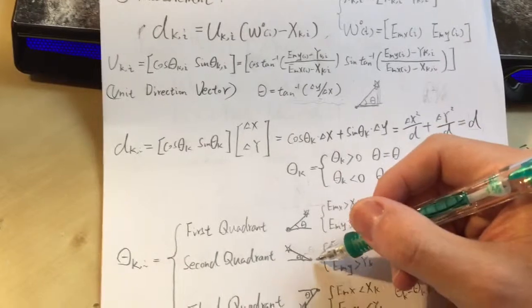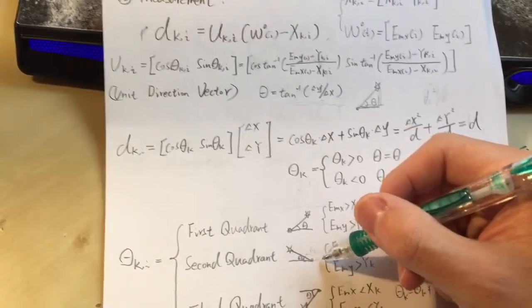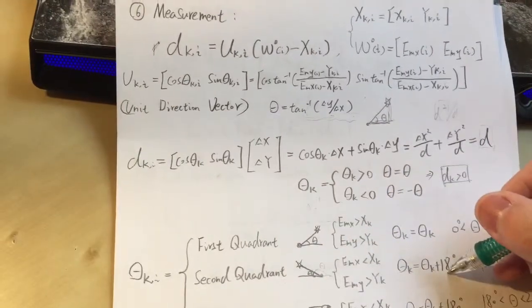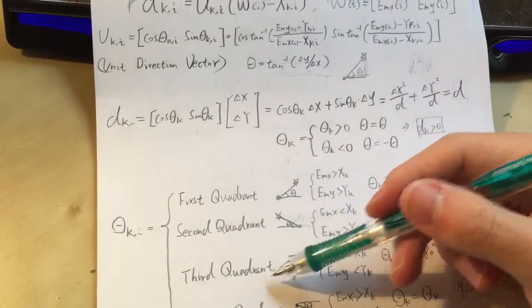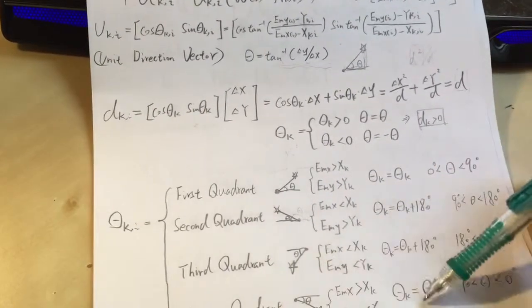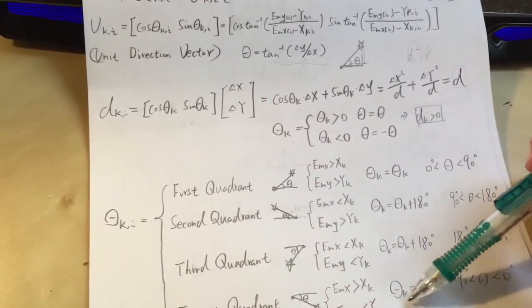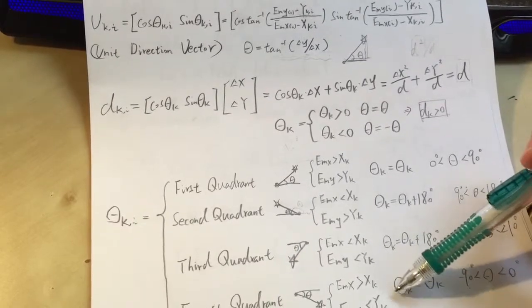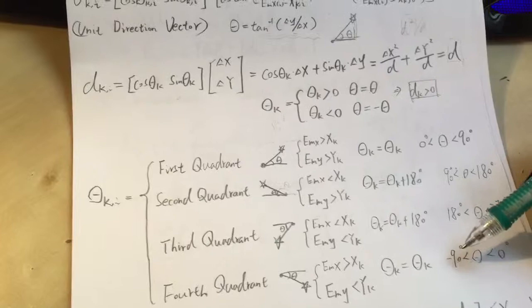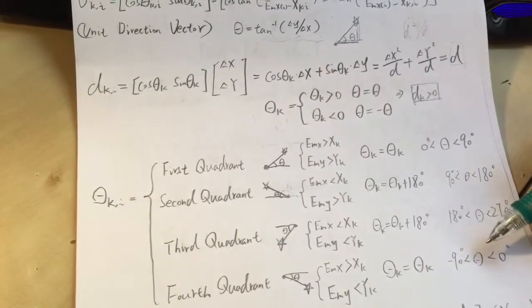Every time we are finding the angle from the right side to the left side. We use the same method for the third one, where we also add 180 degrees. For the fourth one, it will give us the exact angle, which is between 0 and negative 90 degrees. Okay.